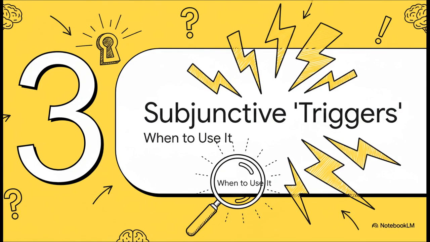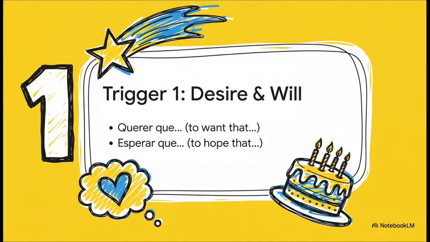Okay, now for the million-dollar question. We know how to form it, but when on earth do we actually use it? I want you to think of certain phrases as triggers that basically activate the subjunctive. Once you learn to spot these triggers, you'll know exactly when to pull out this new superpower. First up, desire and will. Pretty much anytime you're expressing what you want, what you hope, or what you wish for someone else to do, you're in subjunctive territory. If you find yourself saying quiero que, which is I want that, or espero que, which is I hope that, the verb that comes next is going to be in the subjunctive.